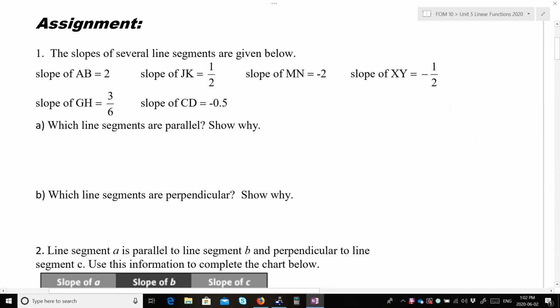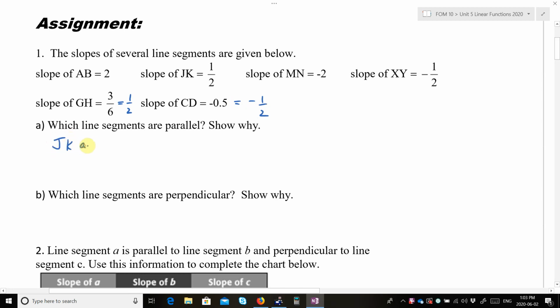Okay, let's try number 1. The slopes of several line segments are given below. Which line segments are parallel and show why? Parallel line segments have equal slopes. 3 over 6 is equal to 1 over 2, and negative 0.5 as a fraction is negative a half. So, which line segments are parallel?